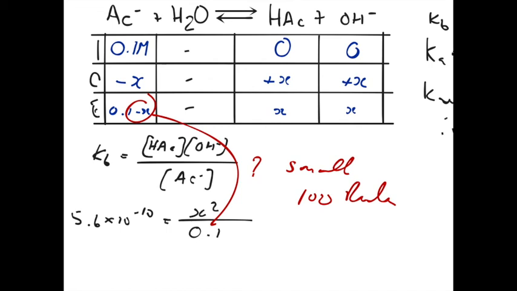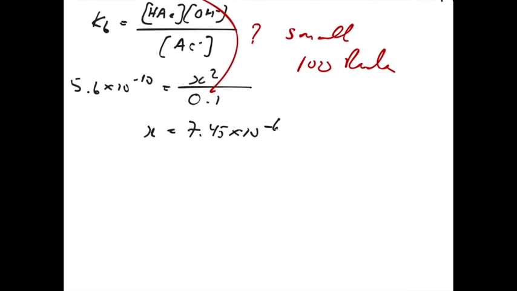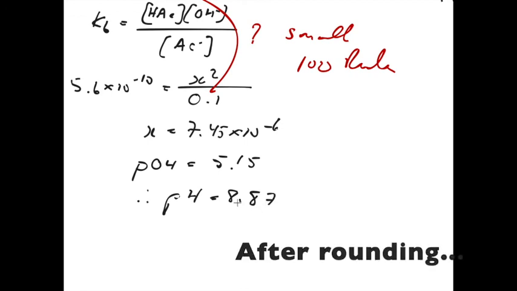This is beautiful for our math because suddenly our x value is really just a square root again, multiplied by the 0.1. And our x value is 7.45 times 10 to the negative 6. Working our way down with that, that is the same as our hydroxide concentration. Once we have the hydroxide concentration, we can find out that our pOH is 5.15. Therefore, our pH is going to be 8.87.